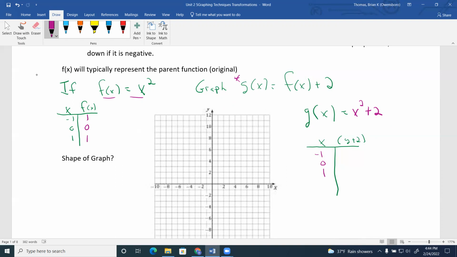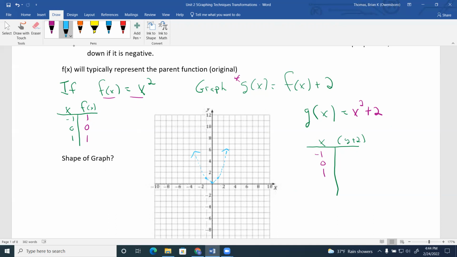So when I graph my function, I'm going to do this in a light color. This is just going to be a reference. So I have this -1, 1, this 0, 0, and this 1, 1. And my graph is going to be this parabolic shape, and I'm just going to use a dotted line as a reference. So that's what the graph starts out as.